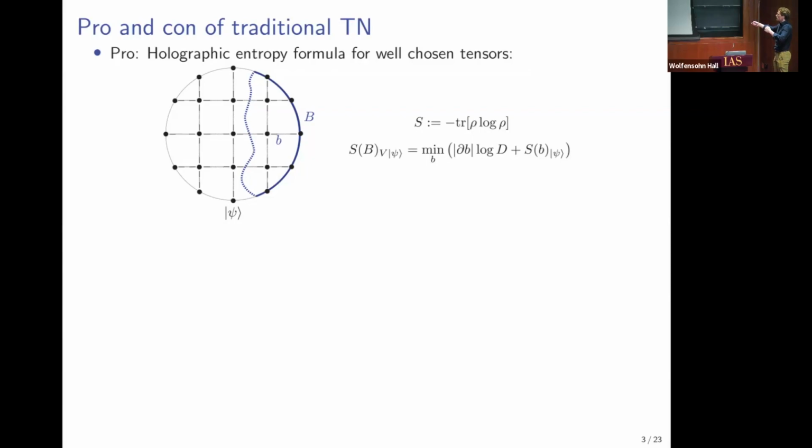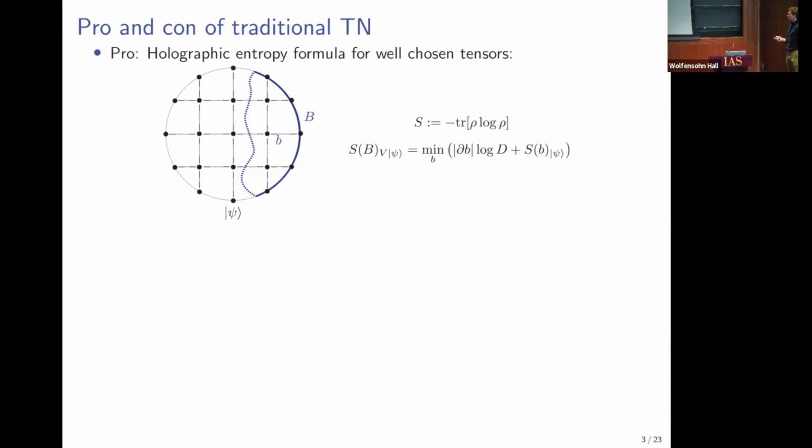We could consider some subregion, maybe all the factors intersected by the solid blue line, call that B, and take the state of the boundary, trace out the part that's not intersected by this blue line, so the complement of capital B. That gives you the reduced density matrix of B. Take that reduced density matrix, plug it into this formula, and that defines this quantity S, the von Neumann entropy. That's an interesting quantity in, say, quantum information theory and for us.